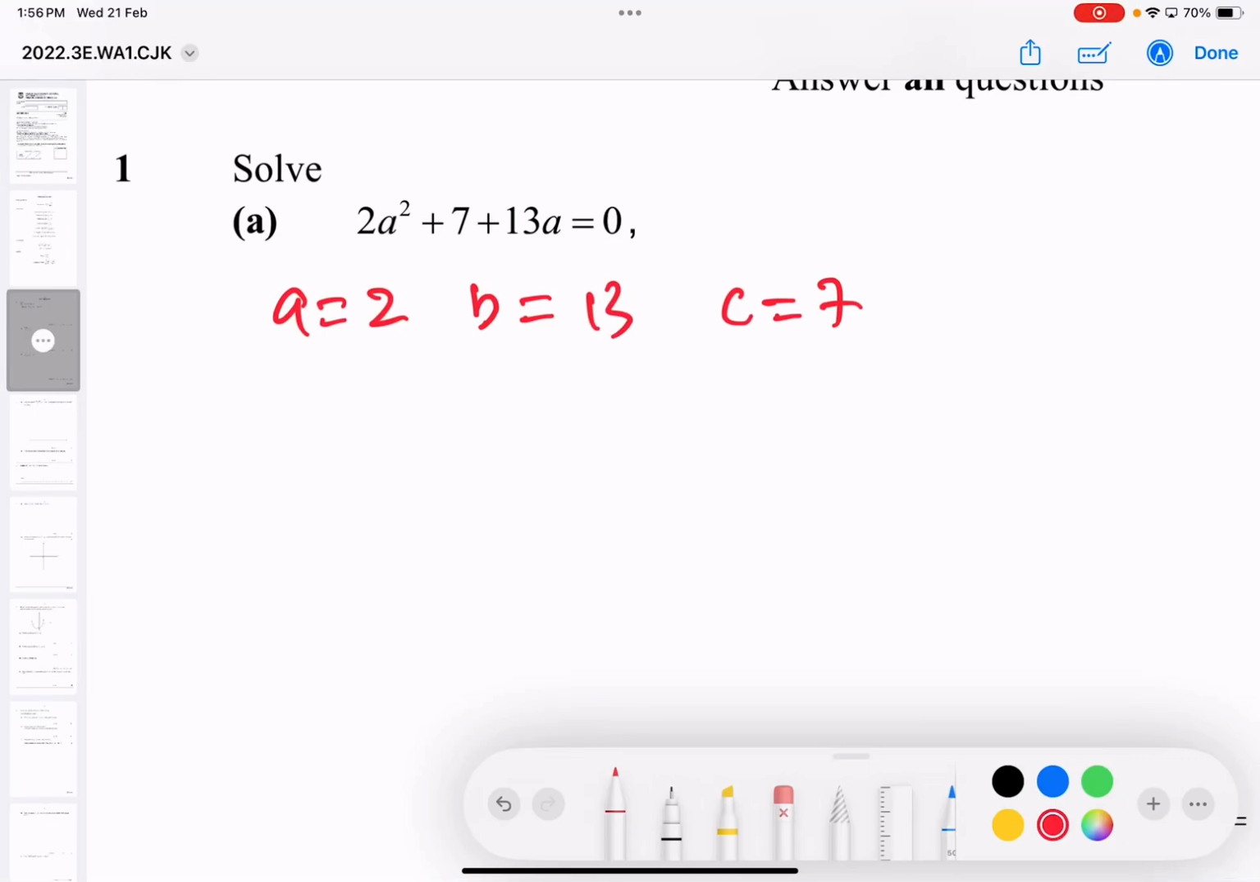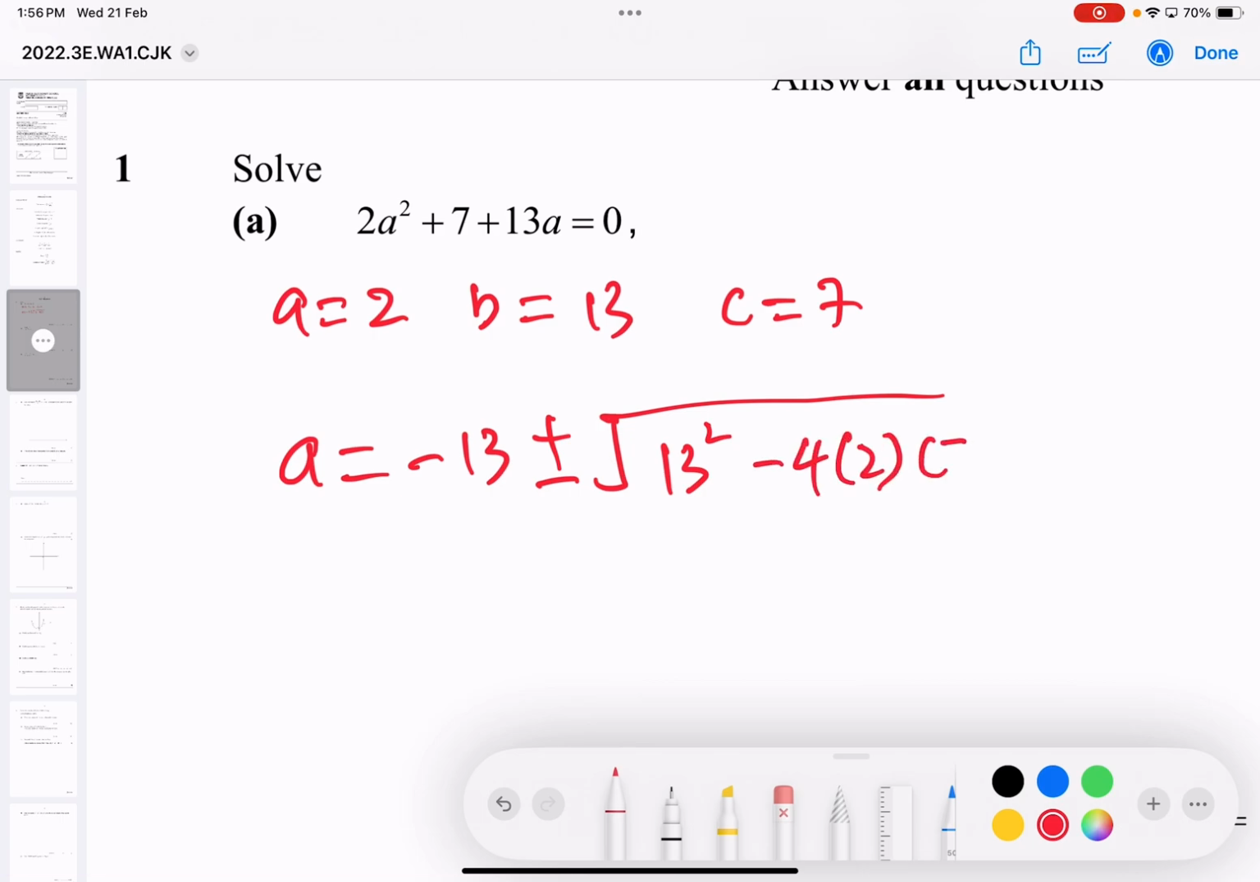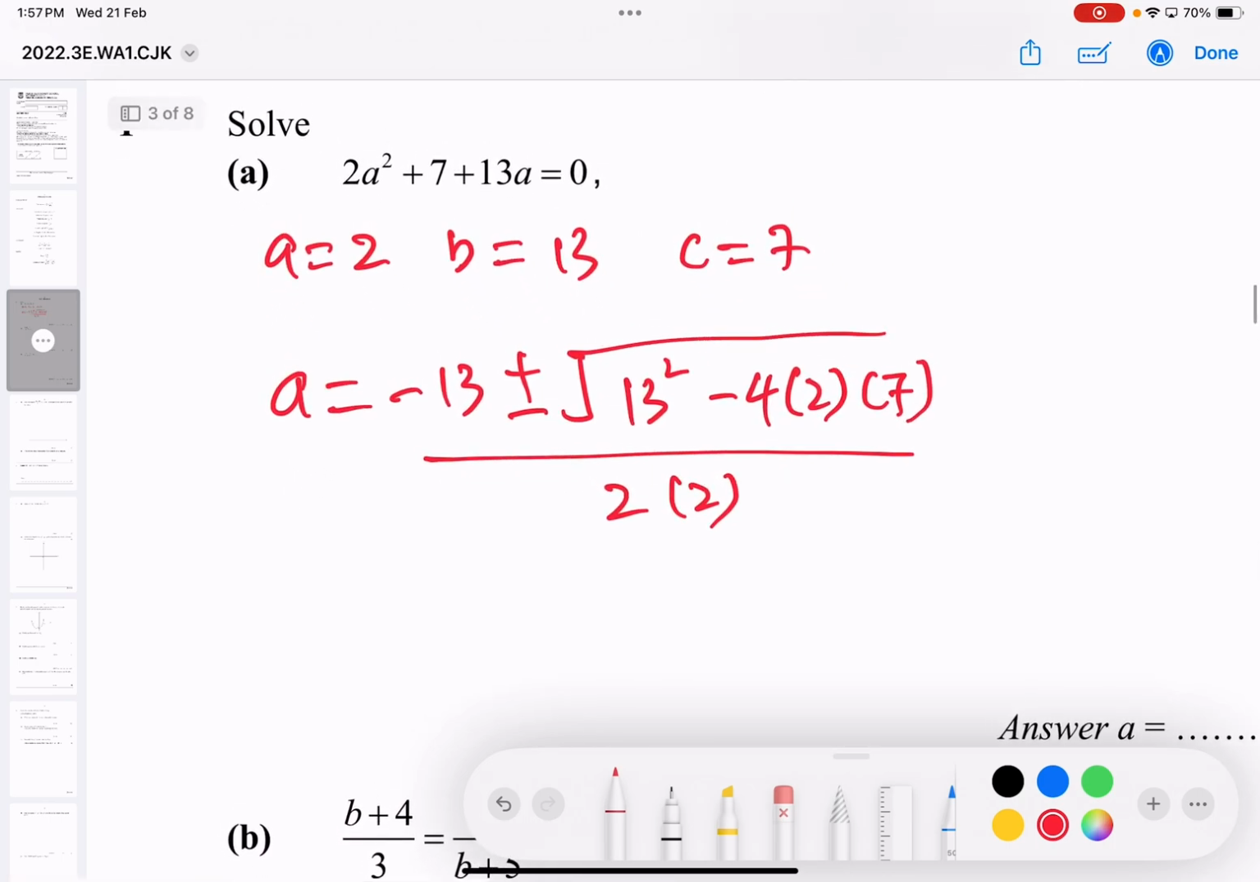Okay, so your working must be very important. You are trying to solve for A. So here, you are trying to find A. A is negative B plus minus, yes Joey, square root of B square minus 4AC over 2A. Okay, so this is your working.